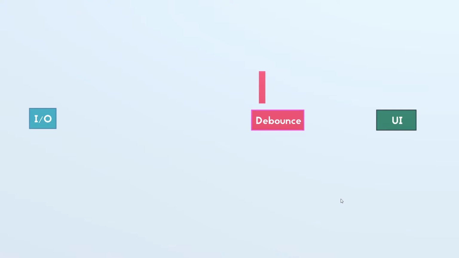So let's say I pass in 3 requests now. These 3 requests hit the debounce, and see, only the last one is allowed to pass. This is what a debounce is.